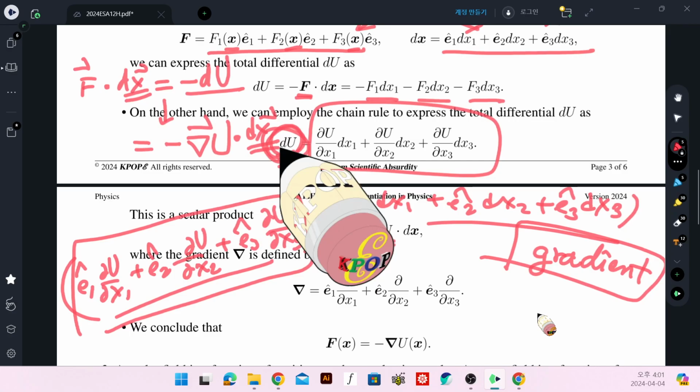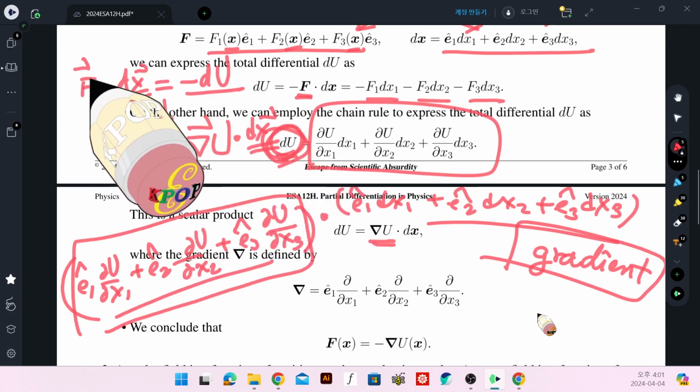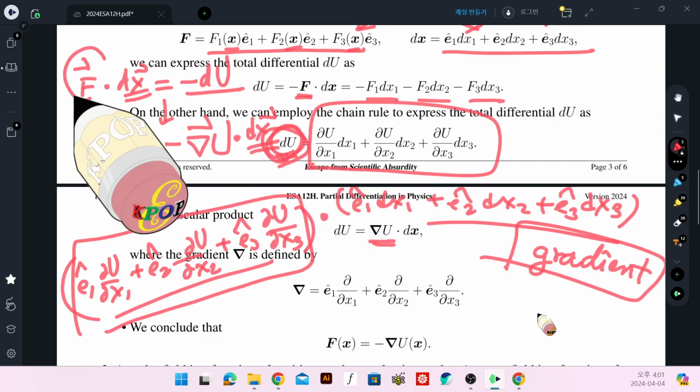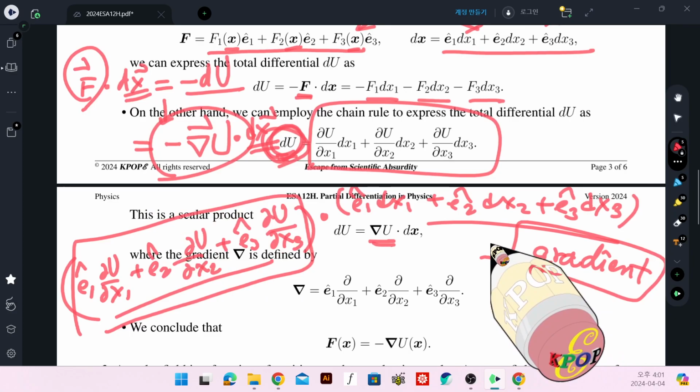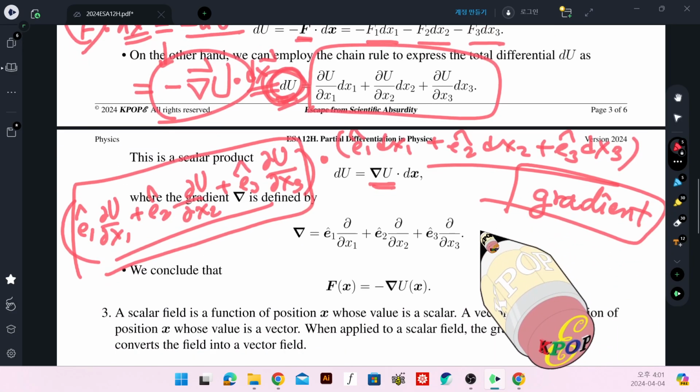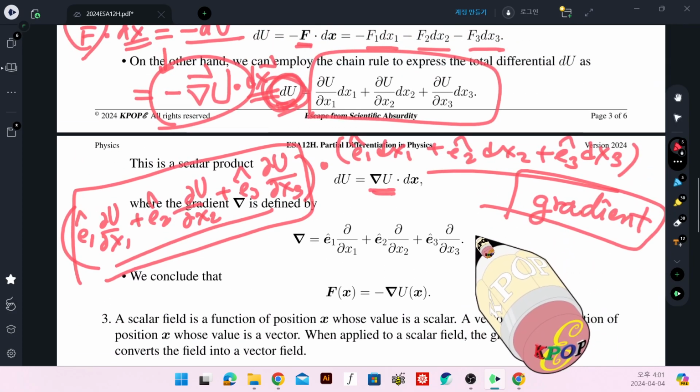So for any arbitrary displacement, both sides must be the same. That means the force is minus the gradient of the potential energy. The force is along the direction to which the potential energy decreases. Not increases. Decreases most.